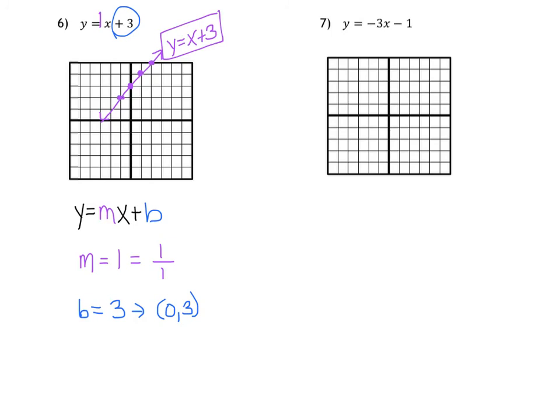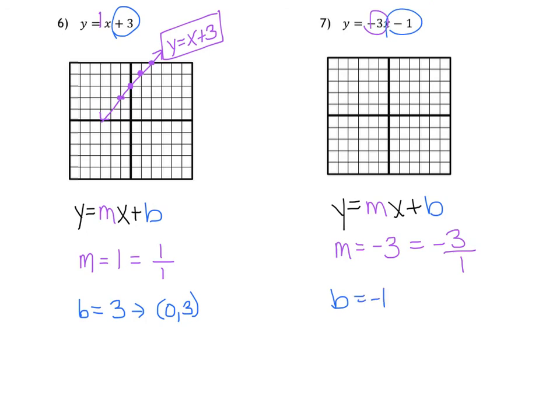Let's do number 7, y equals -3x minus 1. First step, write our formula, y equals mx plus b. So let's identify our m, our slope, which is -3. So your m is equal to -3. You want it to be in rise over 1 form, so it's -3 over 1. And now our b is -1. So my coordinate would be 0, -1. Next step, graph your coordinate, 0, -1. We're going to go down 1.